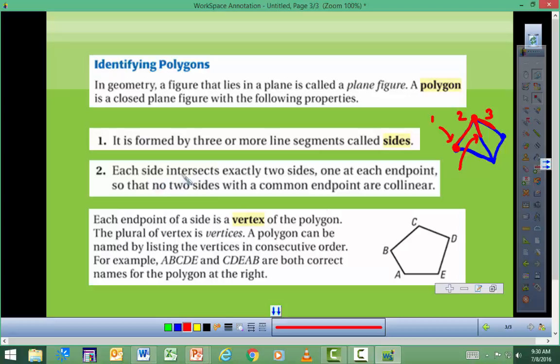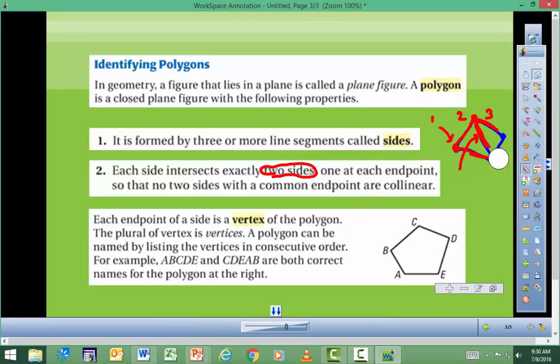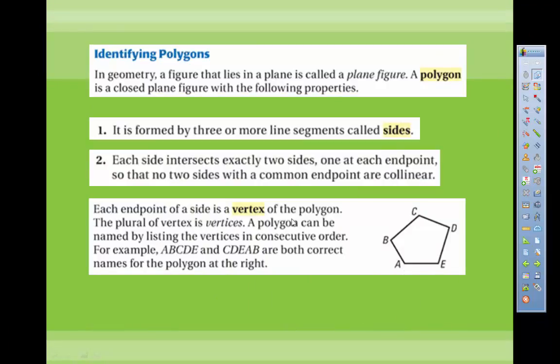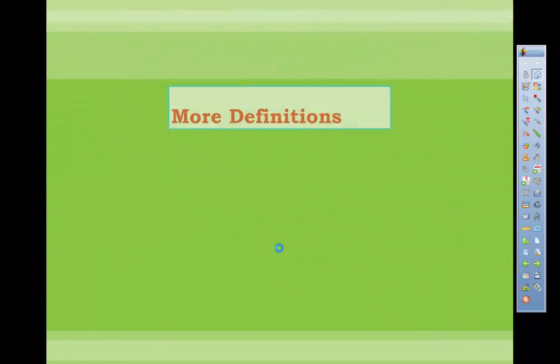It says each side intersects exactly 2 sides, only 2 sides only. So it would have been okay if we had that one and this one, but as soon as you add that third side, we have a problem. So we can't have those scenarios either. So anyhow, that's what we mean by polygons. And let's do some other examples.